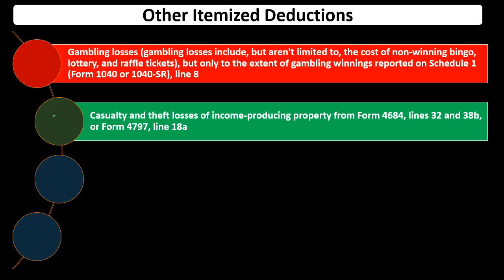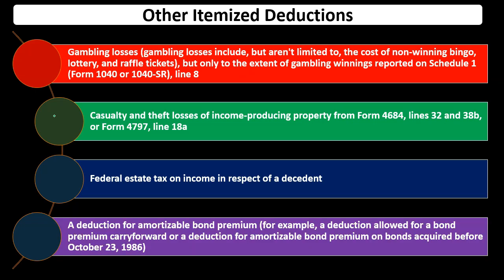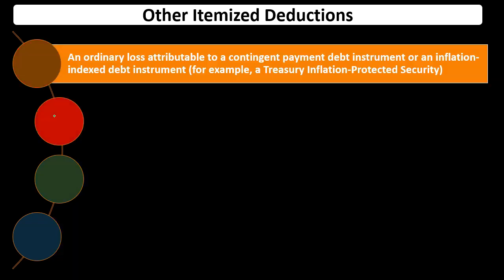Then we have casualty and theft loss of income producing property from Form 4684, lines 32 and 38, or Form 4797, line 18A, federal estate tax on income in respect of a decedent, and a deduction for amortizable bond premiums, for example, a deduction allowed for bond premium carryover, or a deduction for amortizable bond premium on bonds acquired after October 23rd, 1986. Other itemized deductions: an ordinary loss attributable to a contingent payment debt instrument or an inflation index debt instrument, for example, a Treasury inflation protected security.